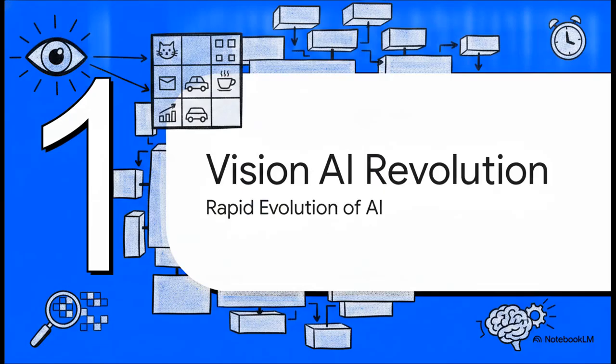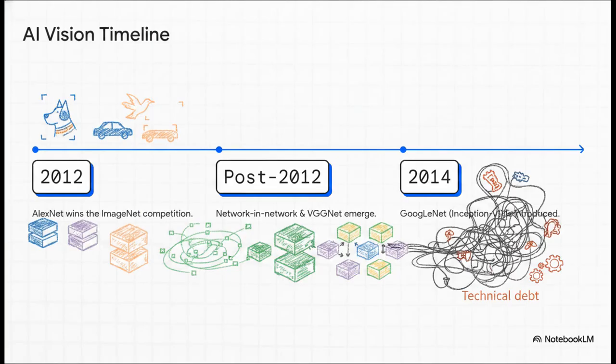Starting with Part 1, the image recognition revolution and the rapid evolution of AI vision. To really understand why this mashup matters so much, we have to look at the breakneck pace of advancement right before this paper came out. The modern era of AI vision basically kicked off in 2012 when AlexNet completely dominated the ImageNet competition.